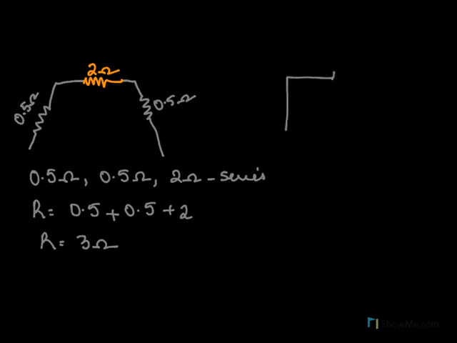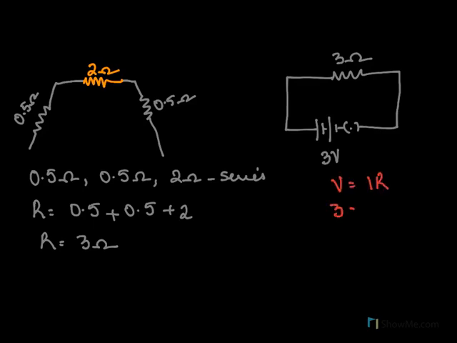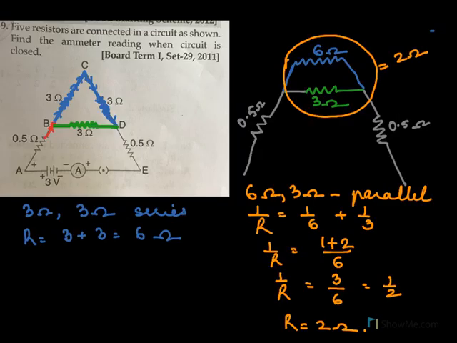Now we draw the circuit once again. Now we know the resultant of this circuit is 3 ohms. And the voltage in this circuit is 3 volts. So to find the current, we use Ohm's law. V equal to IR. V is 3, I we do not know. The R we calculated here, the resultant is 3. So the current will be 1 ampere. So the current flowing through this circuit is 1 ampere, which means this ammeter reading will be equal to 1 ampere.